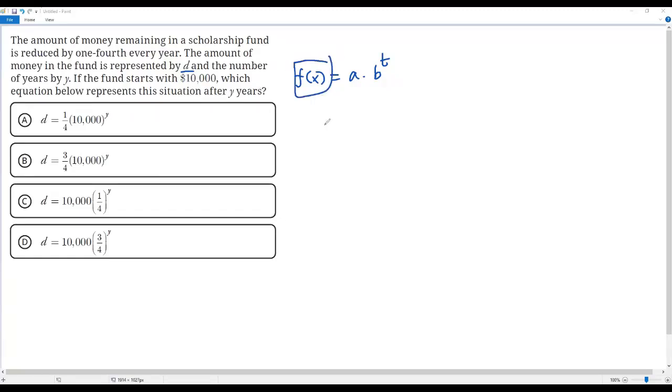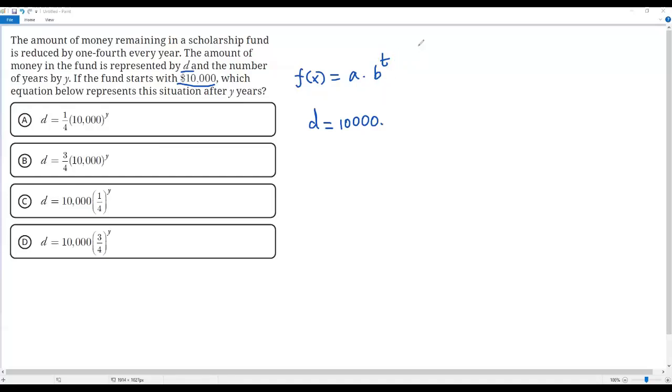So we can replace this f of x by D, and a is the initial amount of the given stuff. In our problem, the initial value of the amount of money in the scholarship fund is $10,000. So we can plug in 10,000 for A, times B. B is the growth or decay factor, but here the amount of money remaining is getting reduced, so B must be the decay factor that we have to calculate. And t represents time, but in our problem, instead of t, we have y, that is in years. So we have to replace this t by y. But before that, we have to find the value of b, that is the decay factor.